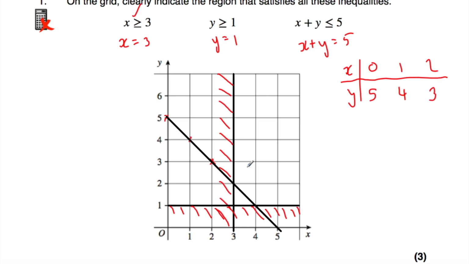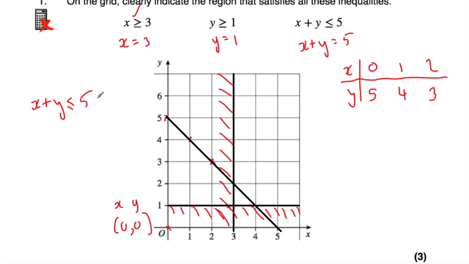Now to do that, what I do is I choose a point that's not on the line. So a point that's not on the line is clearly the origin. The origin here, the point 0, 0, is clearly not on that line, x plus y equals 5. And I know for the origin, the x coordinate is 0 and the y coordinate is 0. And if I substitute in 0 and 0 for the values of x and y into the inequality, which is x plus y is less than or equal to 5, it will either find that it works for the inequality or it won't work for the inequality.